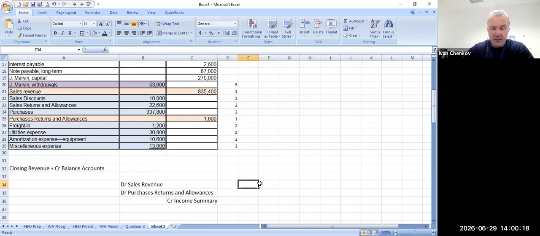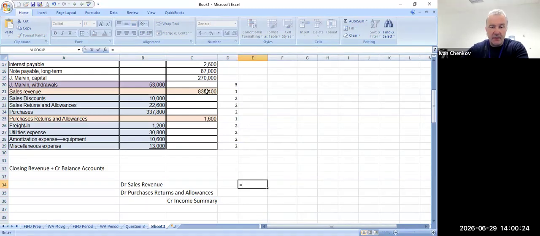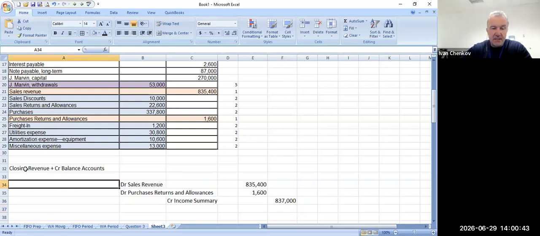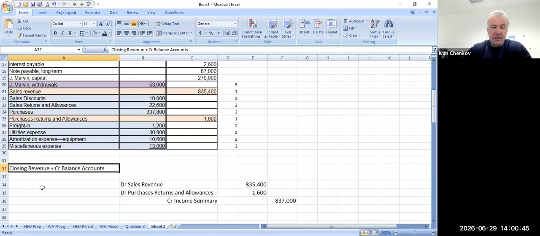So what we have for the sales revenue, I'm gonna make those bigger. For the sales revenue, we have 835,400. For the return allowances, 1,600. So the total will be this one plus that one. And we're done. 837. That will be our first entry to close the revenue and credit balance accounts.